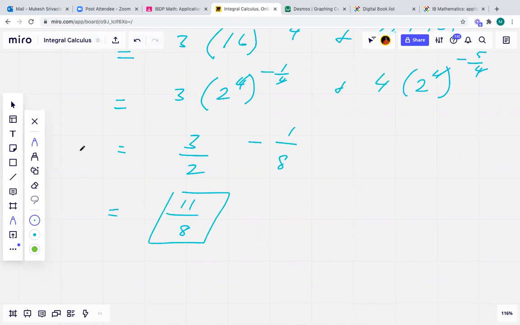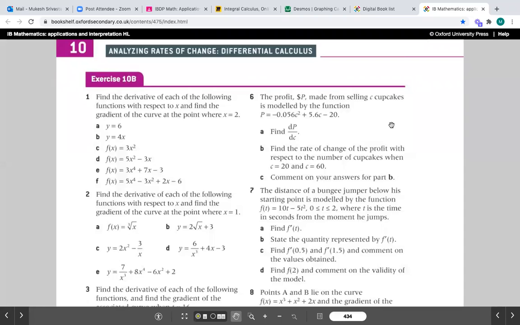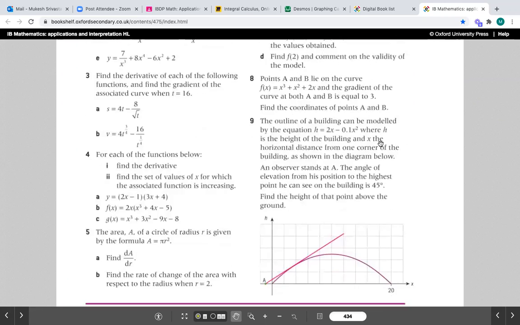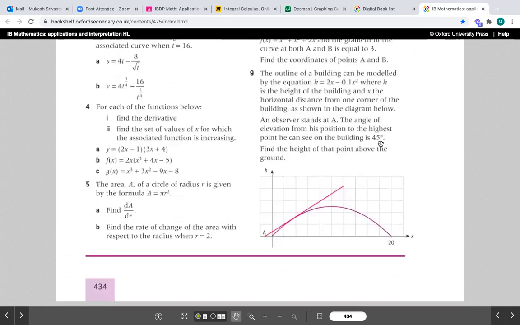Good. Now we'll see some interesting ones. This was really bookish. The profit made by selling C cupcakes is given by this. We'll do this one. 6th and 7th, 9th is there.